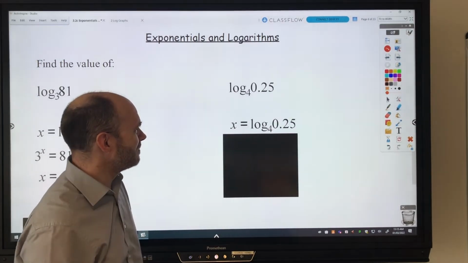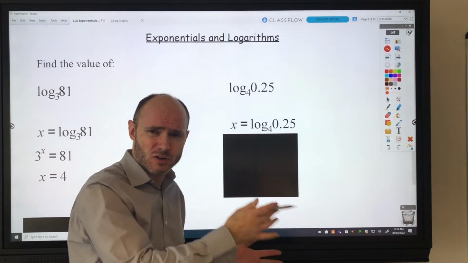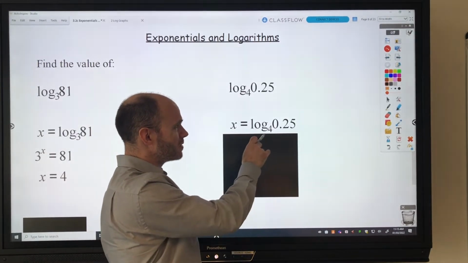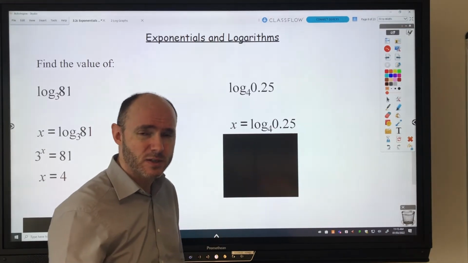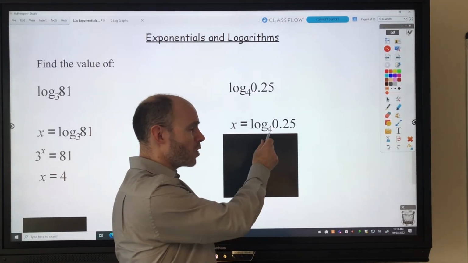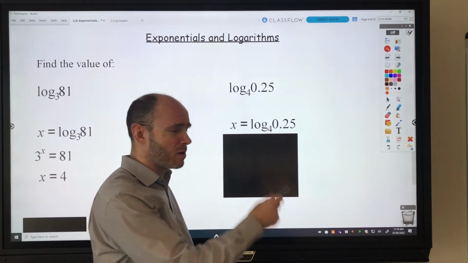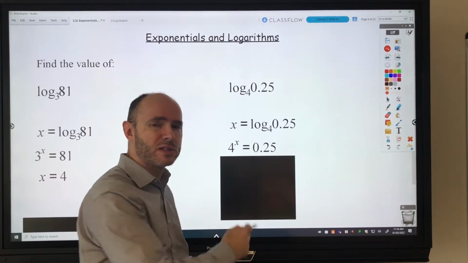Okay, so set it up as an equation, and you try and work out what x is. So x is log base 4 of 0.25. Then do the inverse of both sides. The inverse of log base 4 is 4 to the power of. So you know that 4 to the power of x is equal to 0.25.